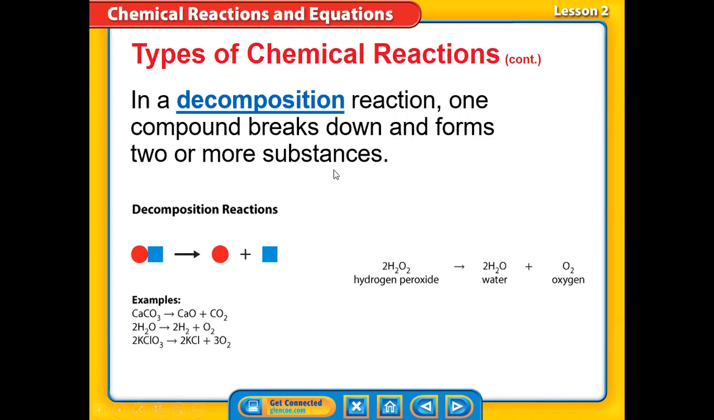So decomposition is actually considered to be the opposite of, who can tell me? Yes, synthesis. Good. So decomposition is completely the opposite of synthesis. In synthesis, two substances combine to produce one product, while in decomposition, one substance breaks down to produce two or more products. So whenever a chemical equation has one reactant before the arrow that yields two or more products after the arrow, we can say that is a decomposition reaction.